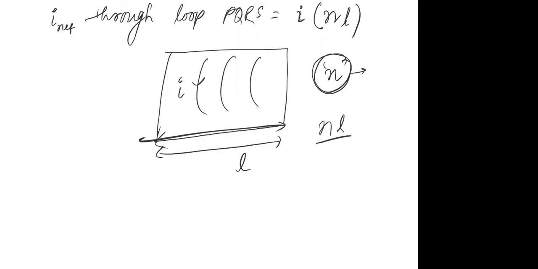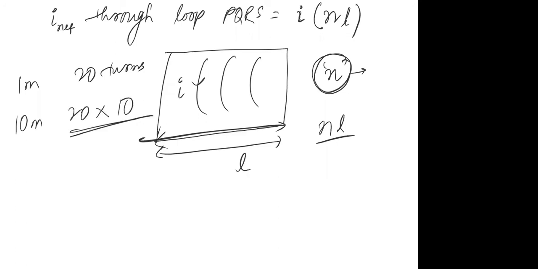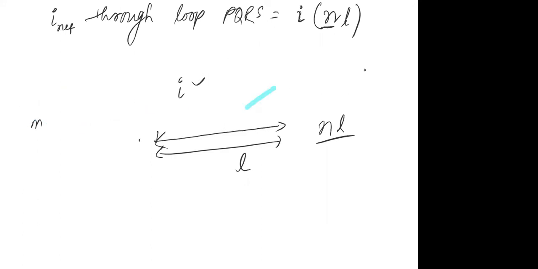Say I am saying 1 meter contains 20 turns. So what would be the number of turns in 10 meters? How will you find it? In 10 meters, you will simply multiply 20 by 10. That will be the total number of turns. Similarly, unit length contains this many turns, so the total number of turns in a length L will be equal to n into L.